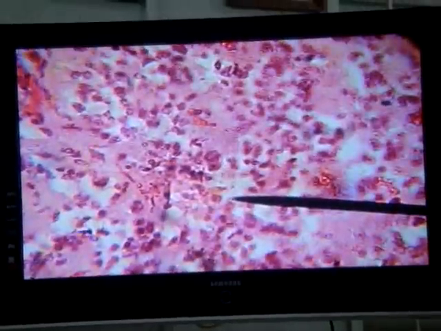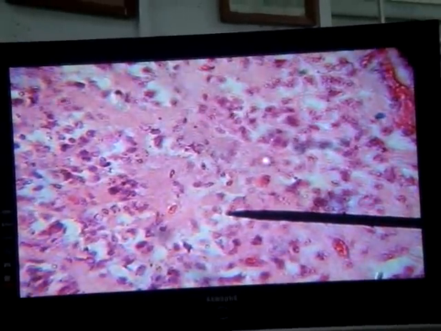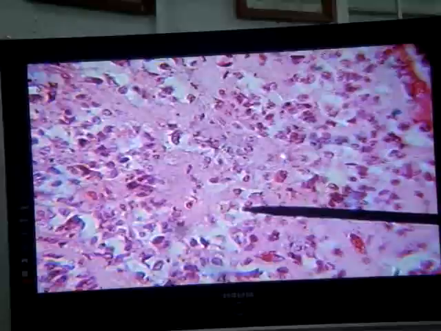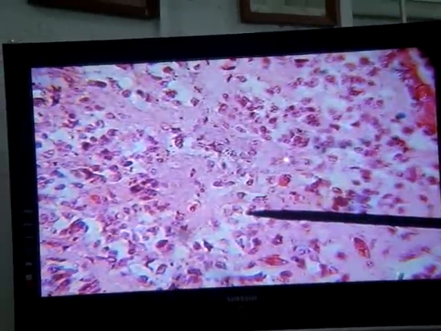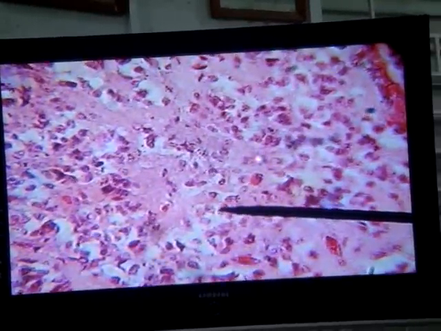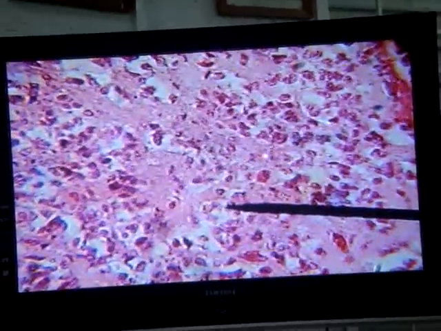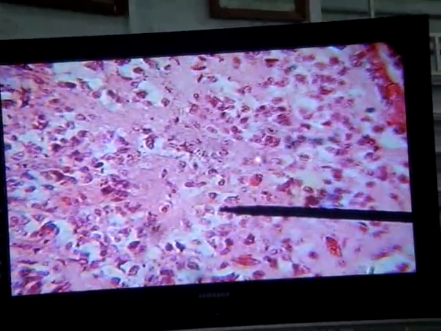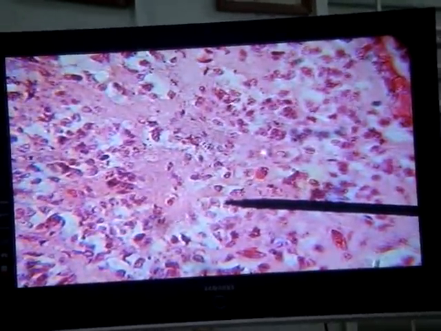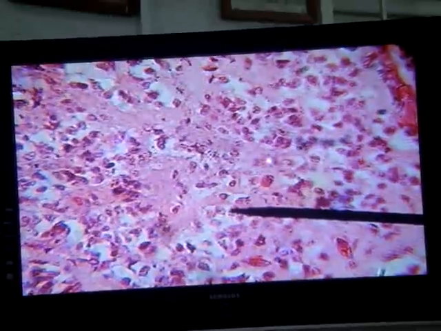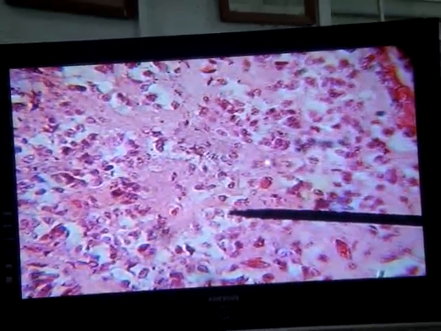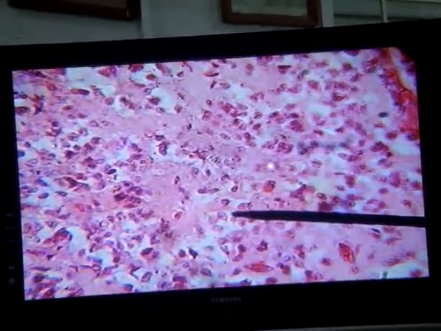And then now we look at the cells of the parenchyma. So these parenchymal cells are basically of two types. A, the main cell types, which are these pale ones that I am pointing at here. These are the so-called pinealocytes. So the pinealocytes tend to stain very pale with H and E.